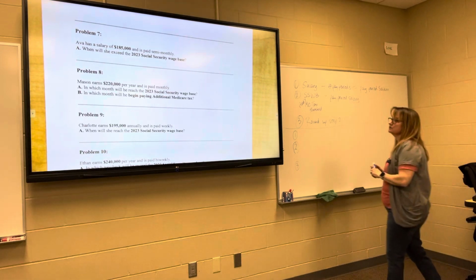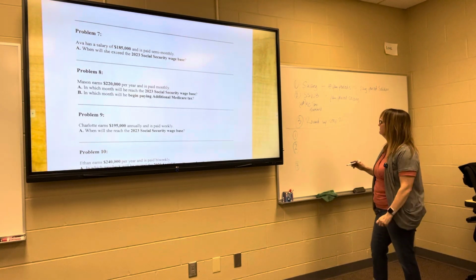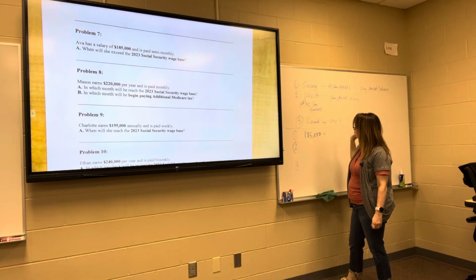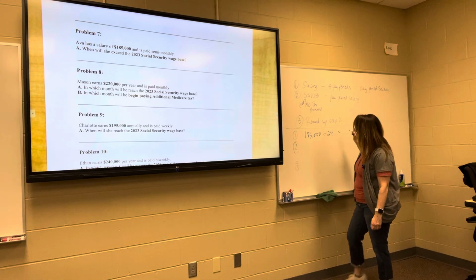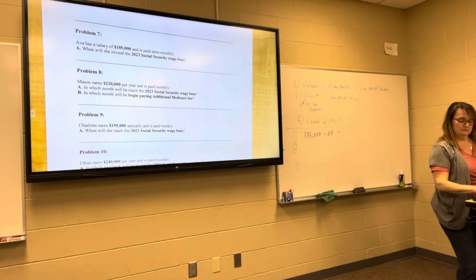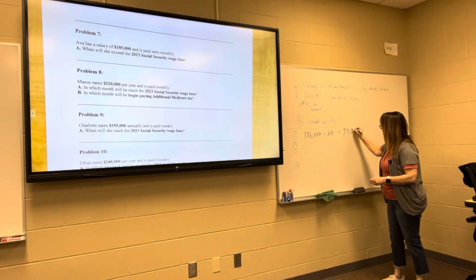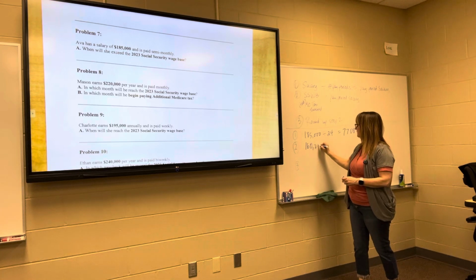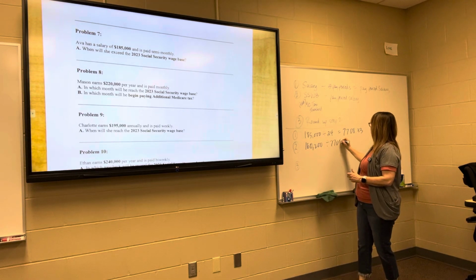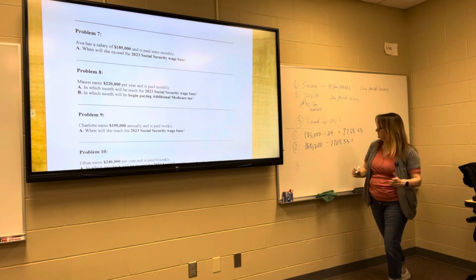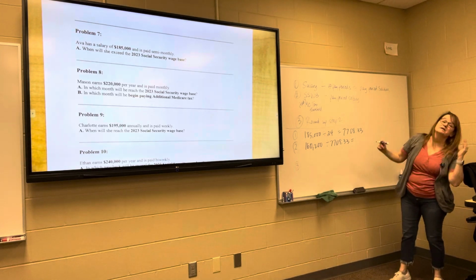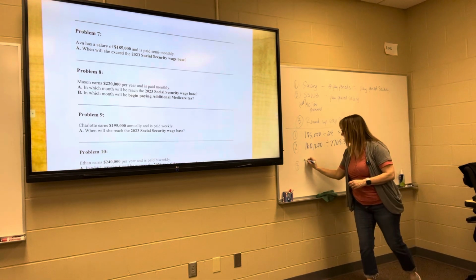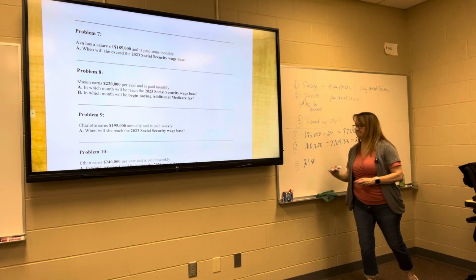So Ava, so the first one, 185,000 paid semi-monthly. So salary, 185 divided by 24. 33. Okay. Second part, 160,200 divided by 7708.33. How much? I'm sorry. 20.78. All right, which is the 21st pay.